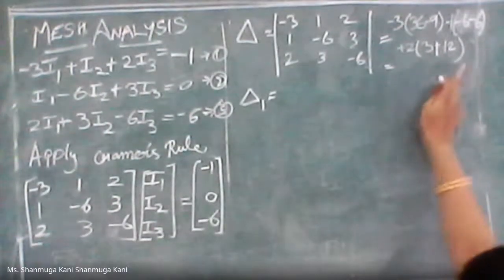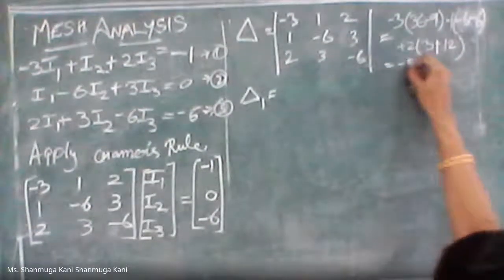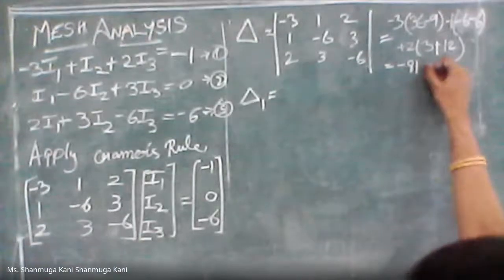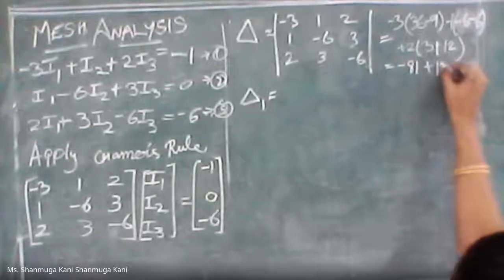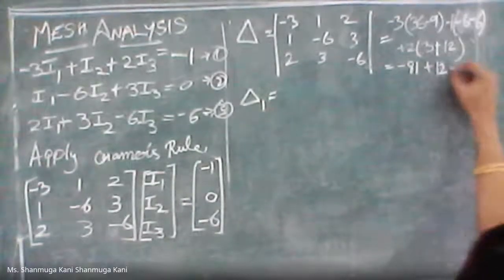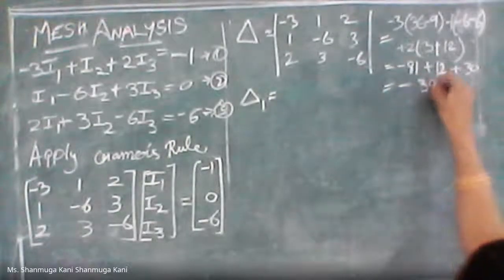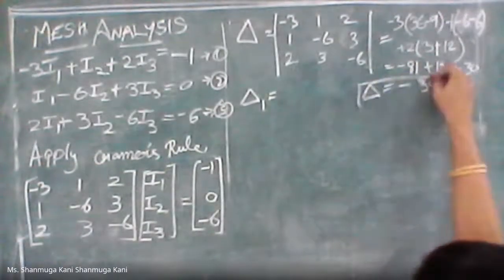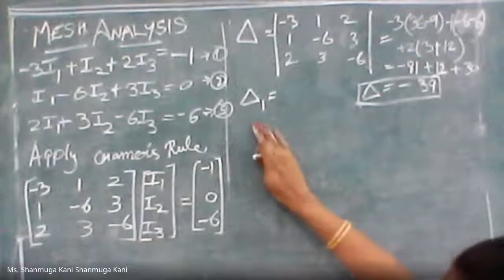For this, minus plus, value will be minus 81 plus 12 plus 30. So the value will be minus 39 here. Del value will be equal to minus 39. So next we are going to find the determinant value for del 1.